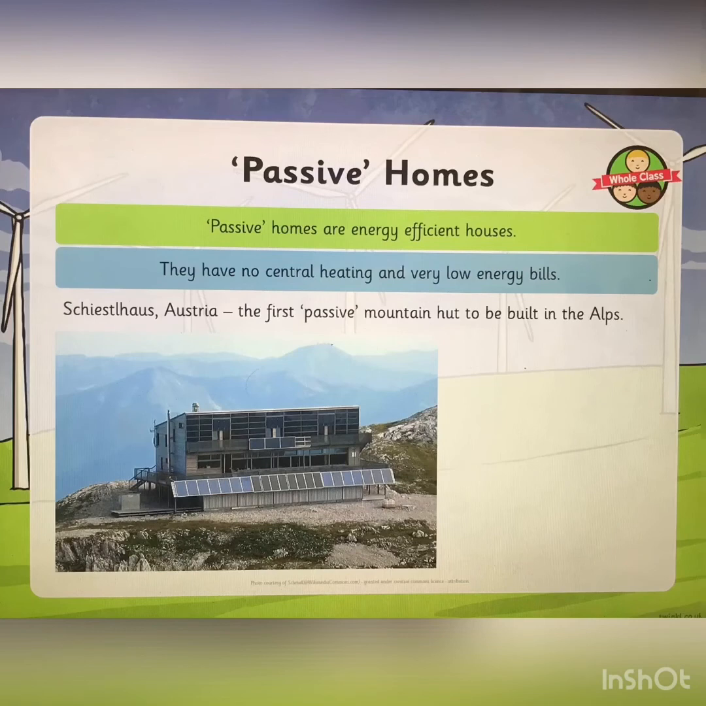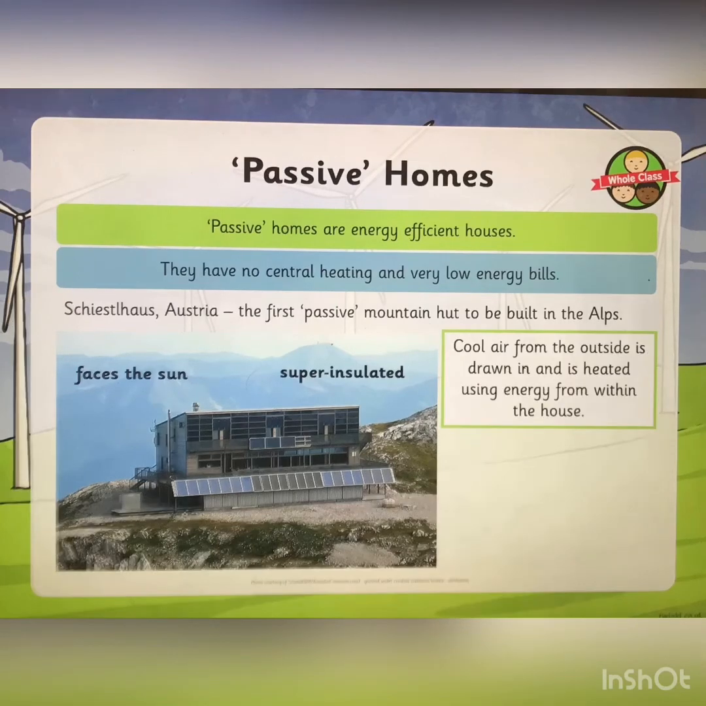Right, moving on, let's talk about passive homes. Passive homes are energy efficient homes that use little or no electricity or heating in the house. They are built in certain ways to utilize their environment so they don't have to waste on electric bills or heating bills to stay comfortable. For example, this house faces the sun and is very super insulated, keeping all the heat inside and the cold outside. The cool air from the outside is drawn in and heated using energy that the house produces itself using solar power.